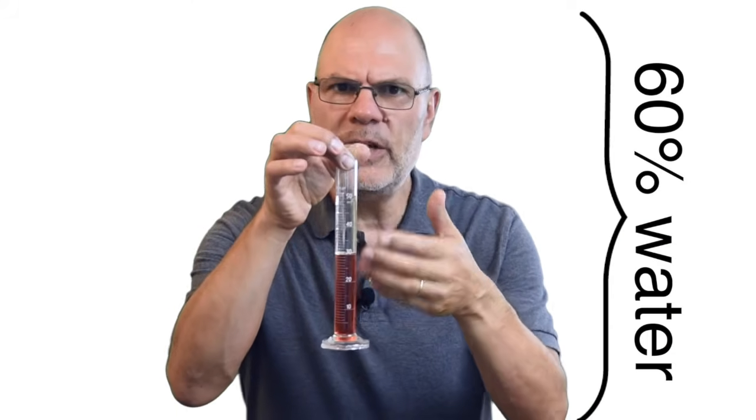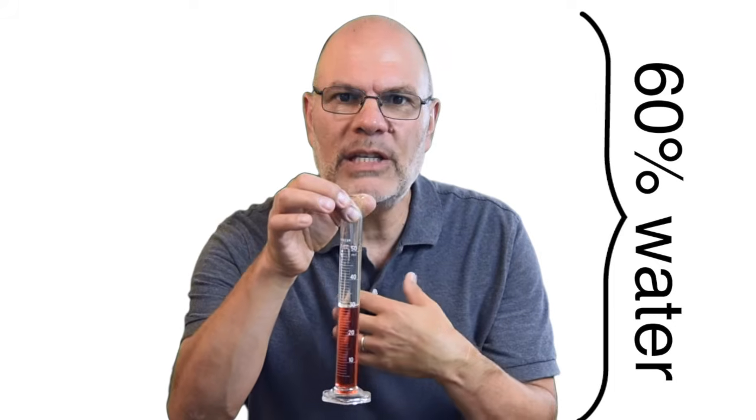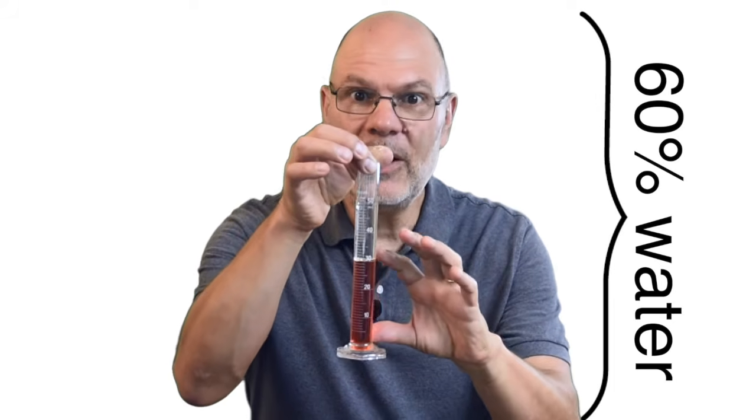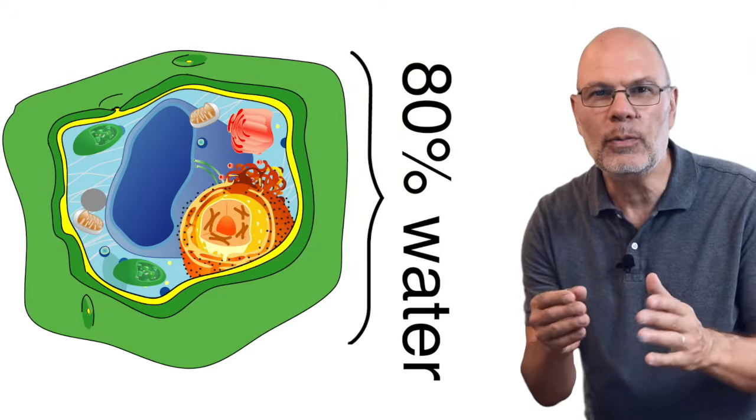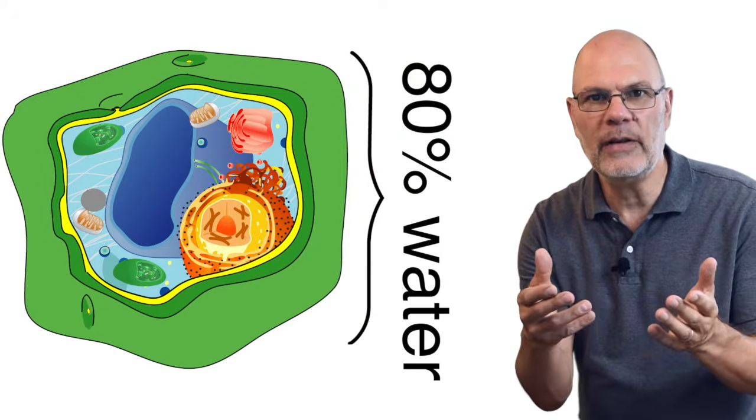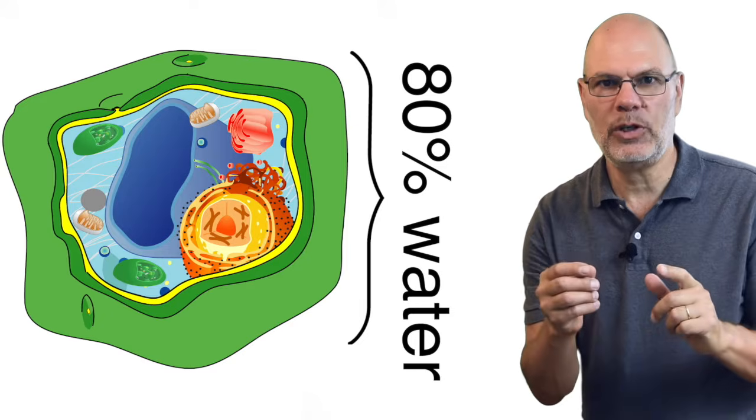This show is called Thinking Biologically, and a key aspect of biological thinking is being able to envision the molecules that make up living things. We're going to start that this week by learning about water, the substance that provides the chemical context for life. If the liquid in this graduated cylinder represented my mass, then this amount, about 60% of it, would be water. The cytoplasm, which is everything within the membrane of the cell, is about 80% water.